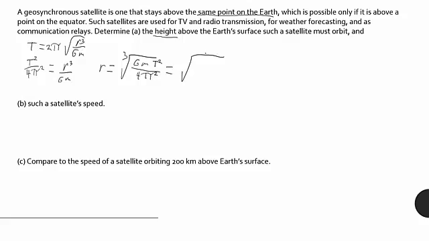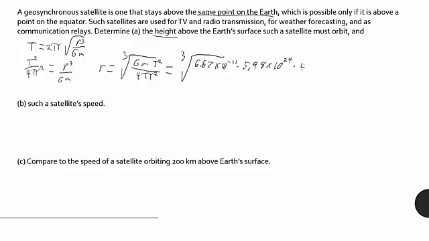G is still 6.67 times 10 to the negative 11th. For mass, we want the mass of the thing being orbited, which is the mass of the Earth. You can look this up in the front cover of your book if it's not given in the problem. 5.98 times 10 to the 24th. Then we need the period. This is a day, but we want it in seconds because the units on G are going to be seconds and whatnot. We need things to cancel out.